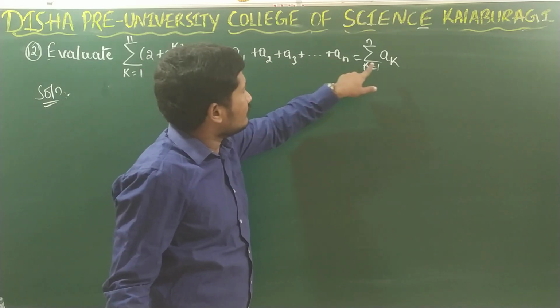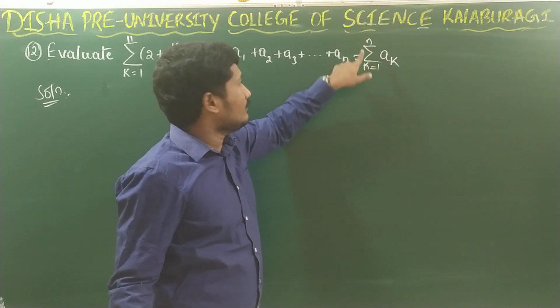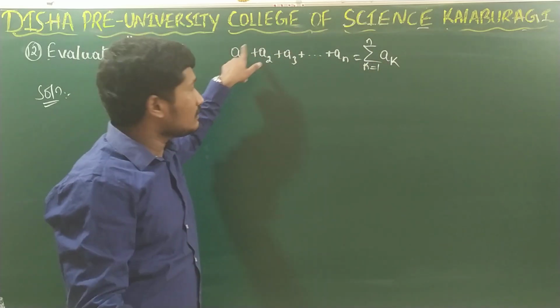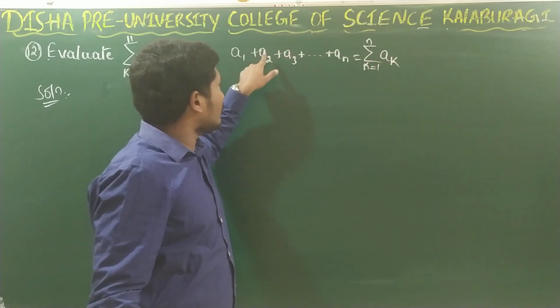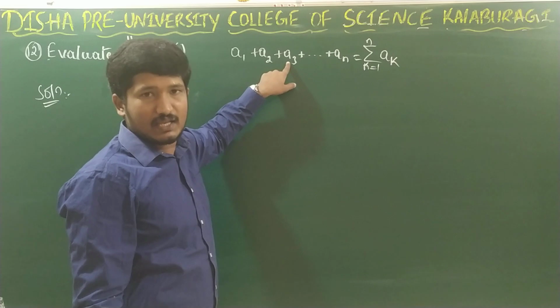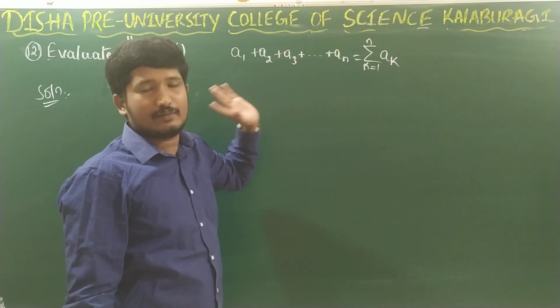Sum of the terms from what? From 1 to n. When you put K is equal to 1, you will get A1, plus when you take K is equal to 2, you will get A2, plus when you take K is equal to 3, you will get A3, and so on to n.